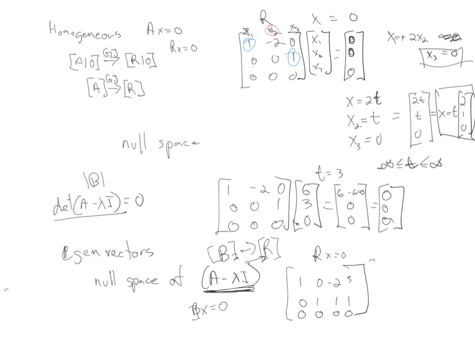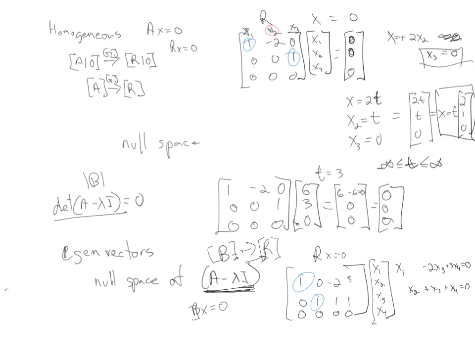So what would we get here? We have x1, x2, x3, and x4. We have a couple of equations. We have x1 minus 2 x3 plus 3 x4 equals 0. And we have x2 plus x3 plus x4 equals 0. We only have those two equations.